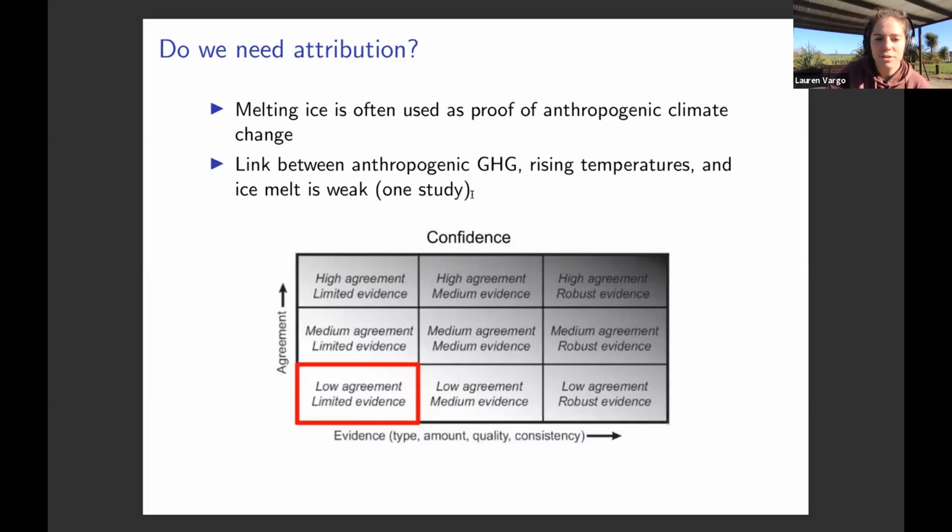And that's really important. If we look in this confidence plot here, when only one study is able to formally show a link between climate change and ice melt, that puts us in this low confidence box, because there's really limited evidence. So that's why it is important to have more studies that are able to attribute ice loss to climate change, using different methods.